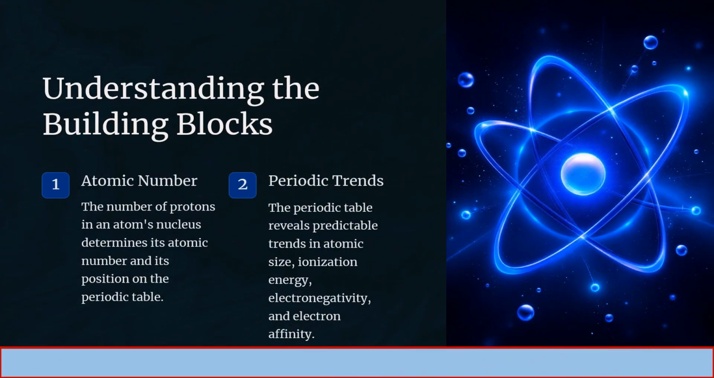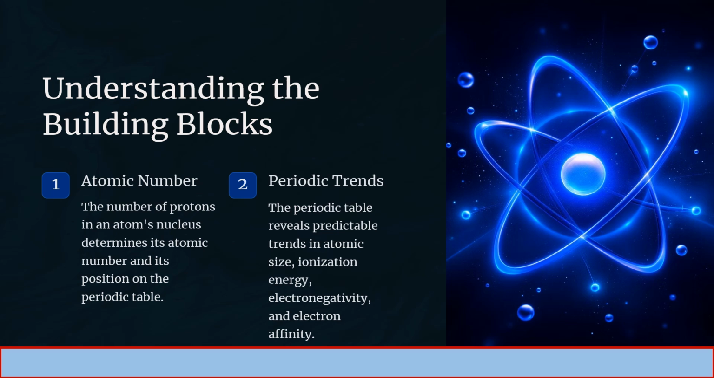At the heart of the periodic table is the atomic number, which is simply the number of protons in an atom's nucleus. This number determines where each element is placed. As we move across a row, or period, the atomic number increases, and we see patterns in properties like atomic size, which gets smaller. Moving down a column, or group, the size increases.